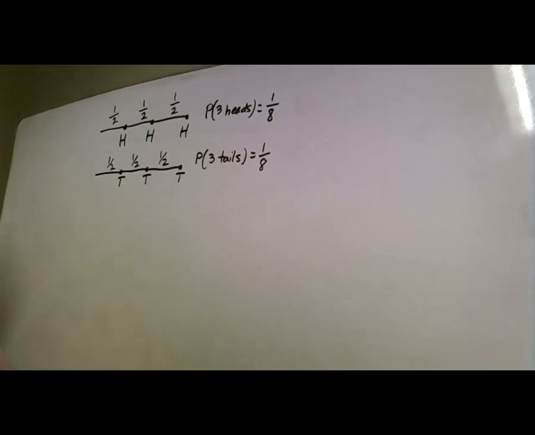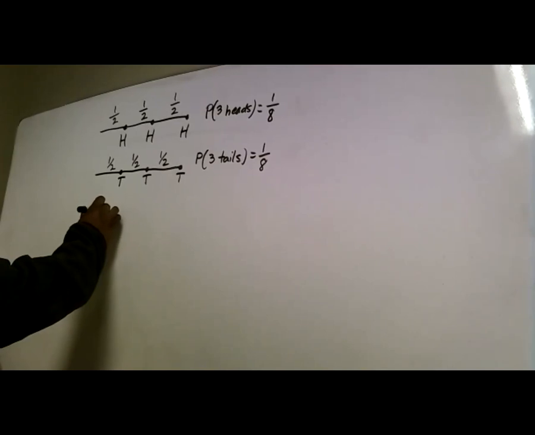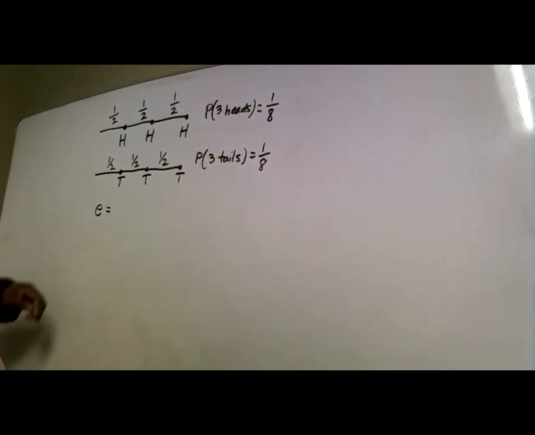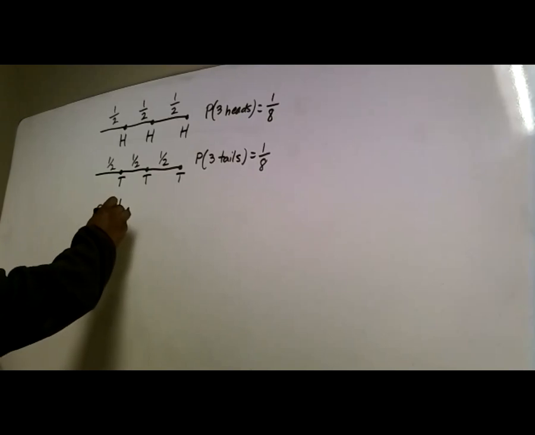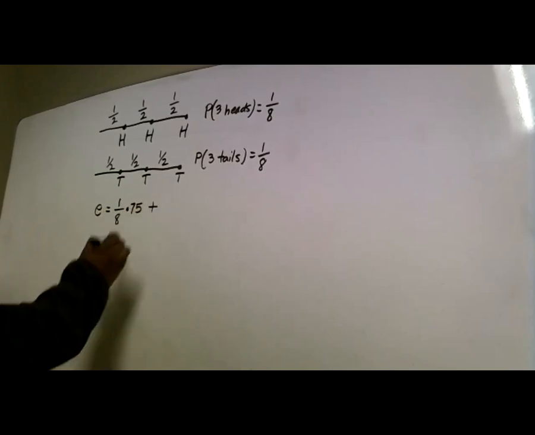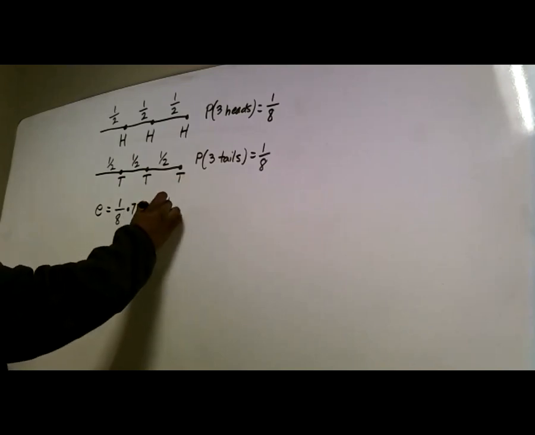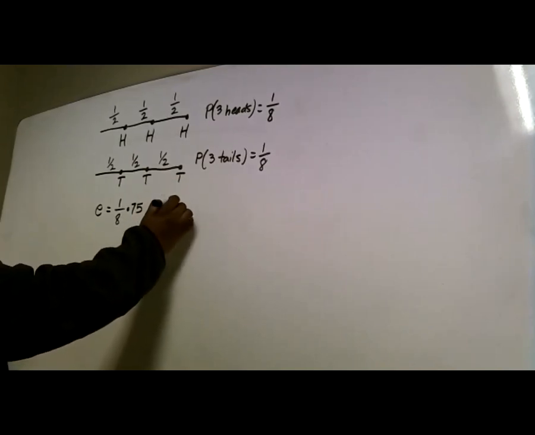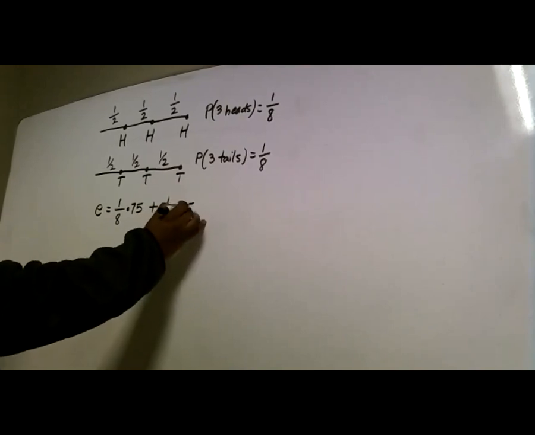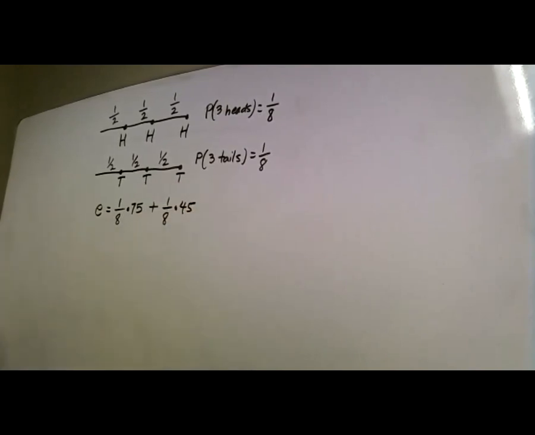All right, so from here we can find out what that expected value is. And that's this. The probability of getting 3 heads is 1/8. So the person gets 3 heads, he wins $75. So that's 1/8 times 75. And for 3 tails, it's $45. So the probability of getting 3 tails would be 1/8 times 45. And everything else would be nothing.